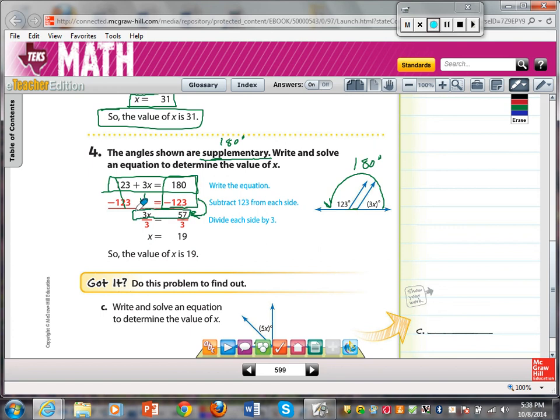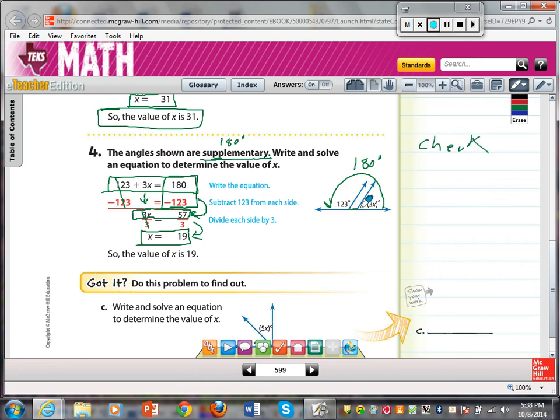They're not going away. So now we see that x is being multiplied by 3, so we do the opposite. Divide by 3. This cancels. We do it to both sides. 57 divided by 3 happens to be 19. So therefore, in this situation, x has to equal 19, so that when you multiply it by 3 and then add it to 123, the whole thing is going to equal 180. Let's go ahead and check that.